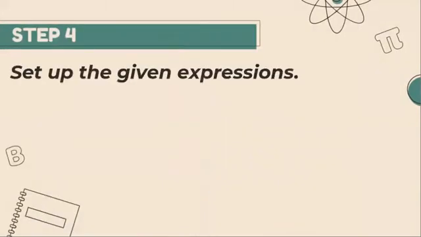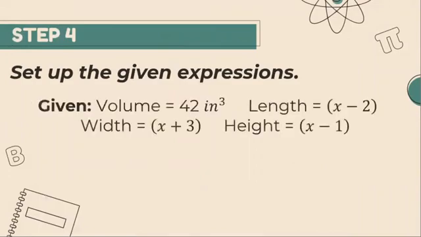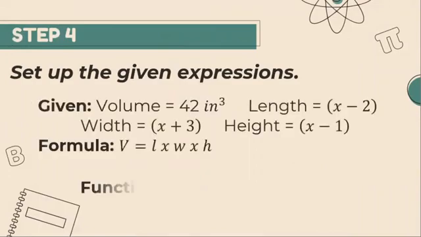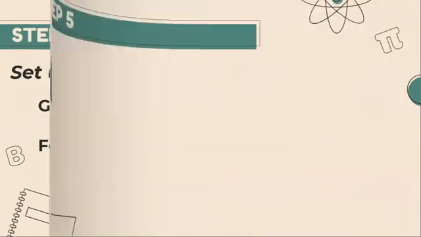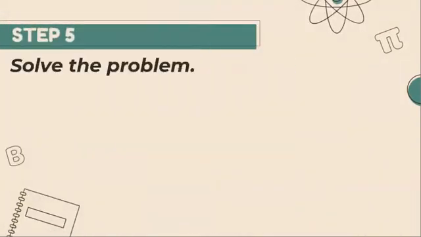Then step number 4, we're going to set up the given expressions. So balikan natin yung given and then the formula, and this will be our function. So x minus 1 times x minus 2 times x plus 3 is equal to 42. Ito po ngayon yung ating isa-solve para po makuha natin yung dimensions. In step number 5, we can now solve the given problem.